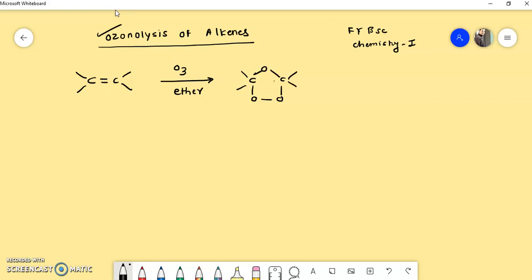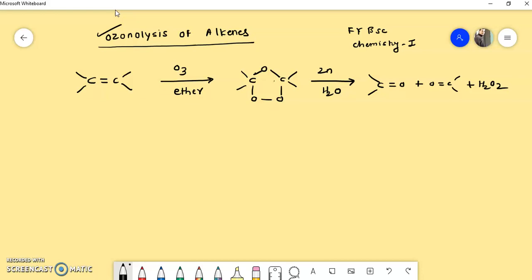Which on further decomposition in the presence of zinc, there is a formation of corresponding aldehydes and ketones with the elimination of H2O2. So this reaction is called ozonolysis of alkenes.